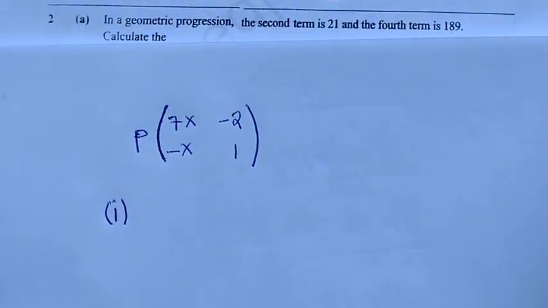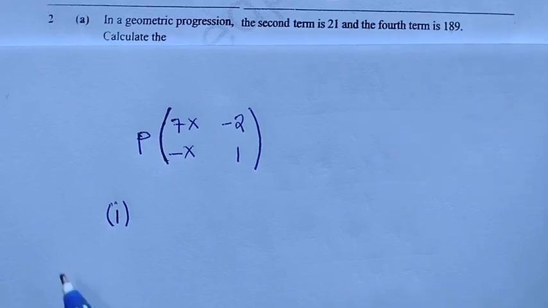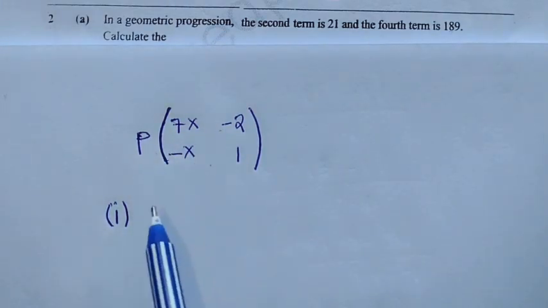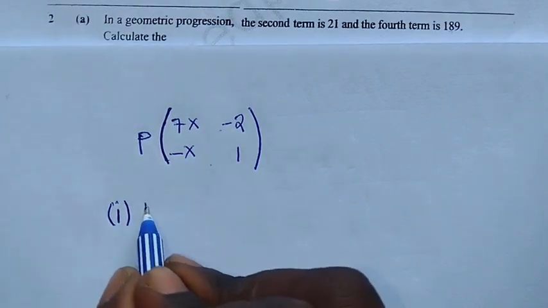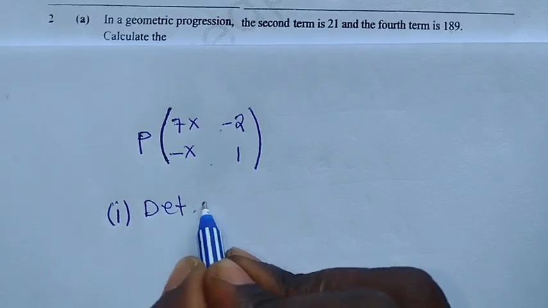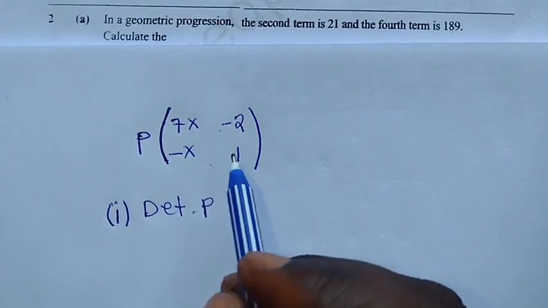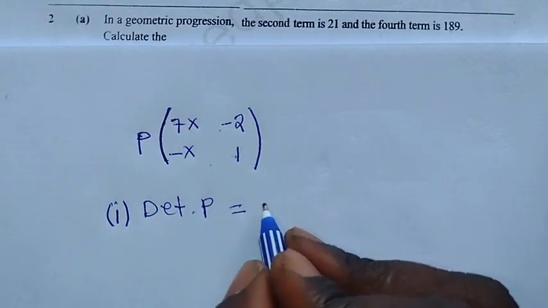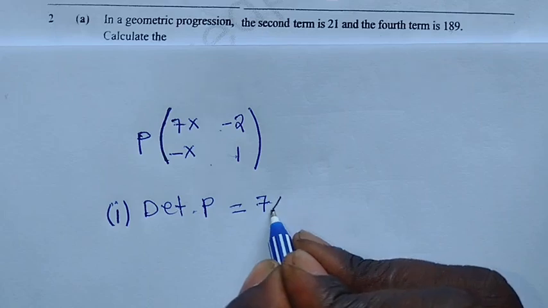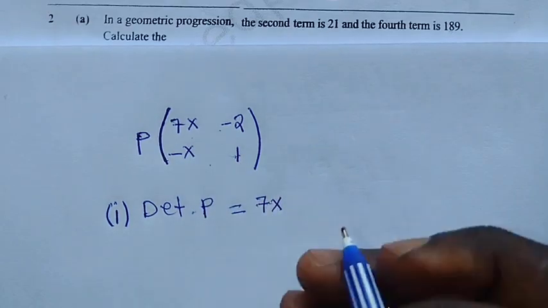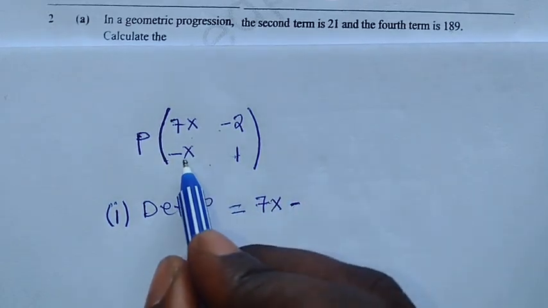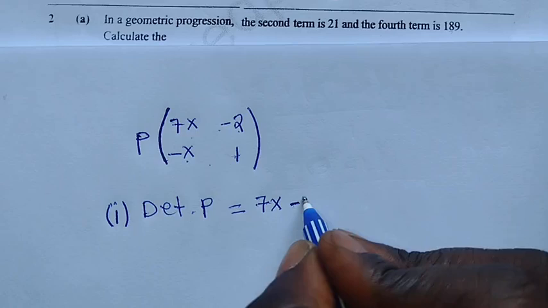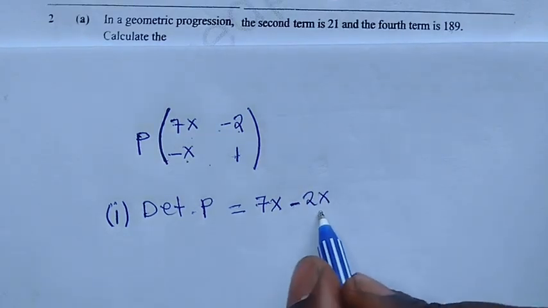In order for us to answer this question, we assume that we are finding the determinant of this matrix, and to find the determinant we can use this formula. Determinant of matrix P is equal to, we multiply the major diagonal elements, 7x times 1. This will give us 7x, minus negative x times negative 2. This will give us positive 2x. This is what we get.